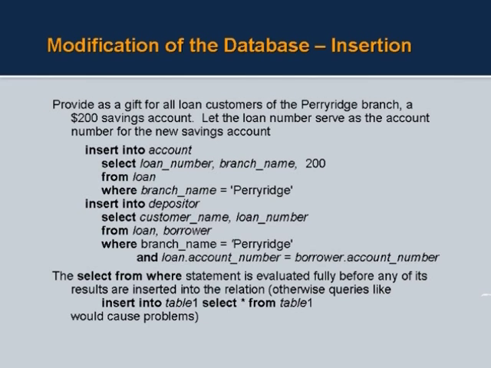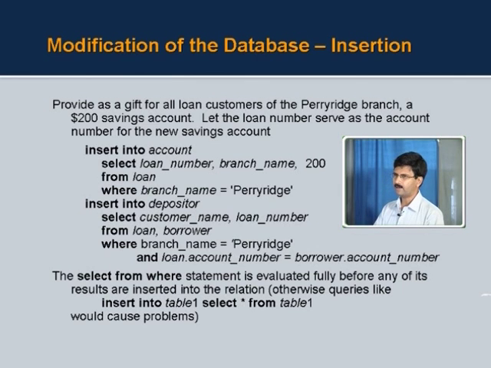So now, you say insert into account select loan number, branch name, 200 from loan where branch name is Perry Ridge. This matches the first attribute of account, which happens to be account number. This matches the branch name attribute, which is the second attribute. And this corresponds to the third attribute, which is the balance. So that adds into account.